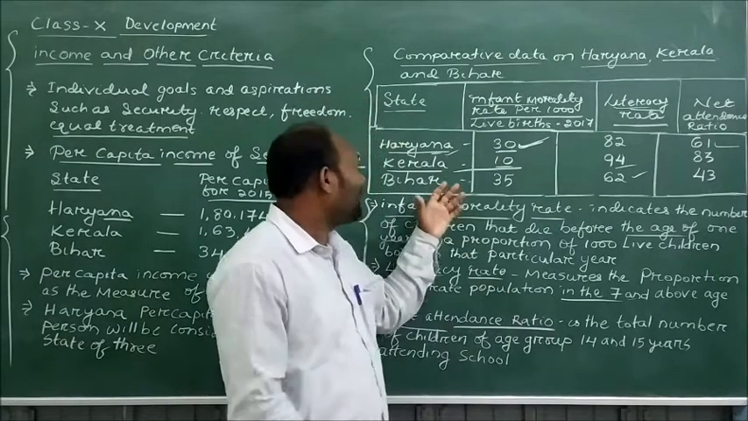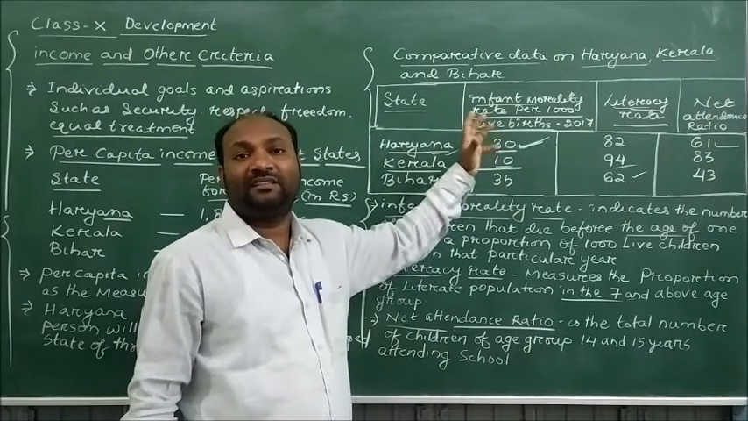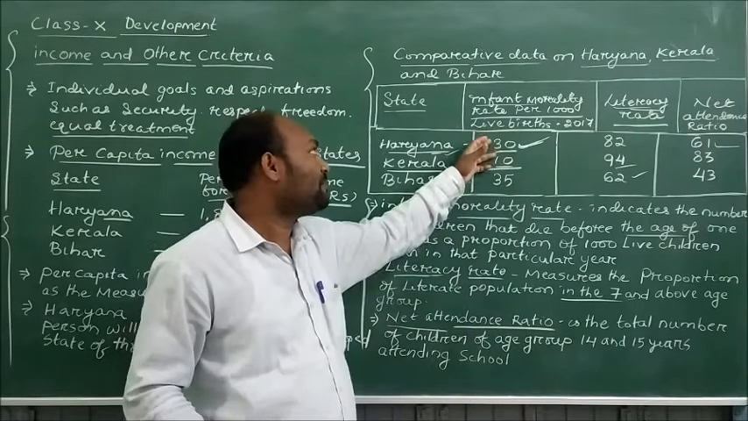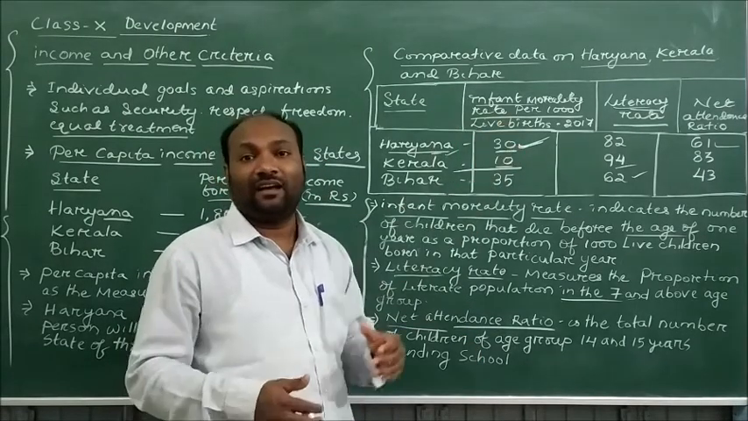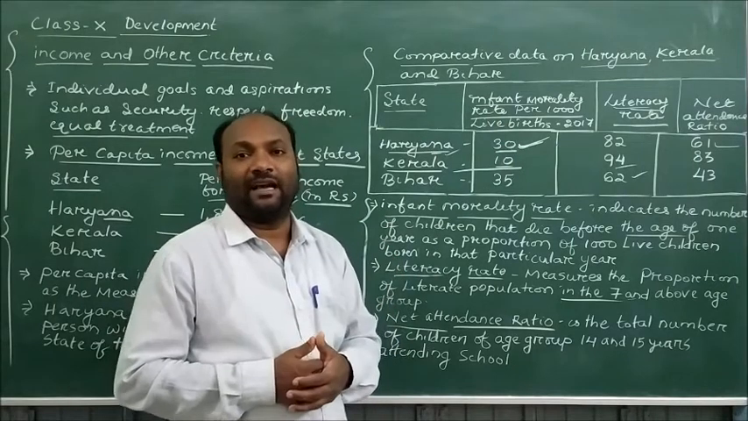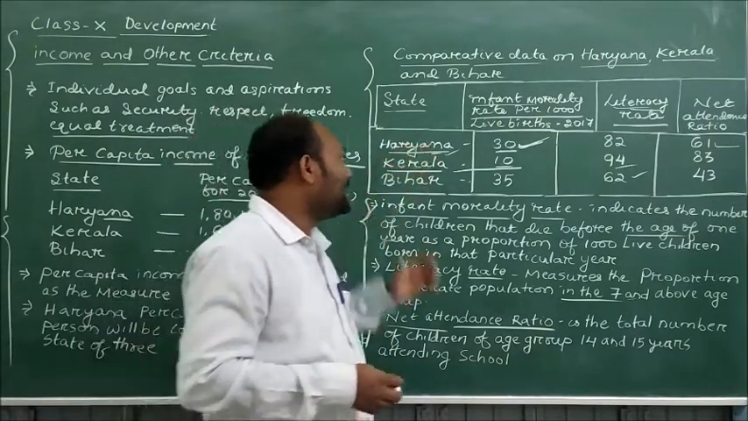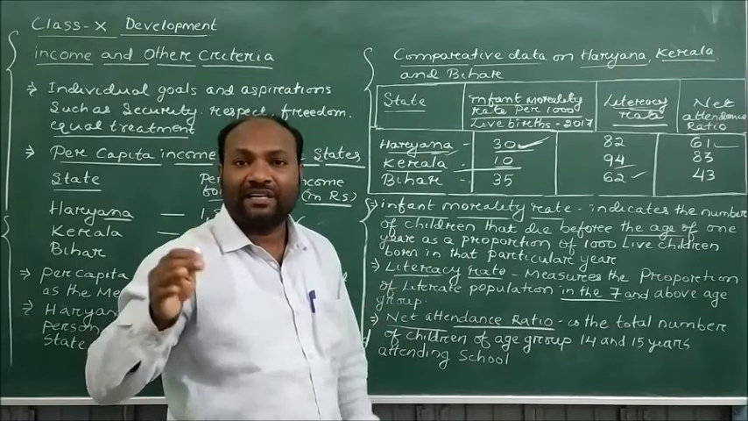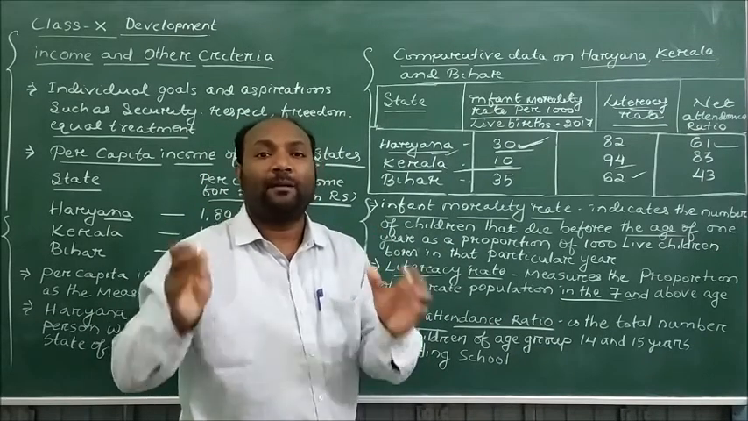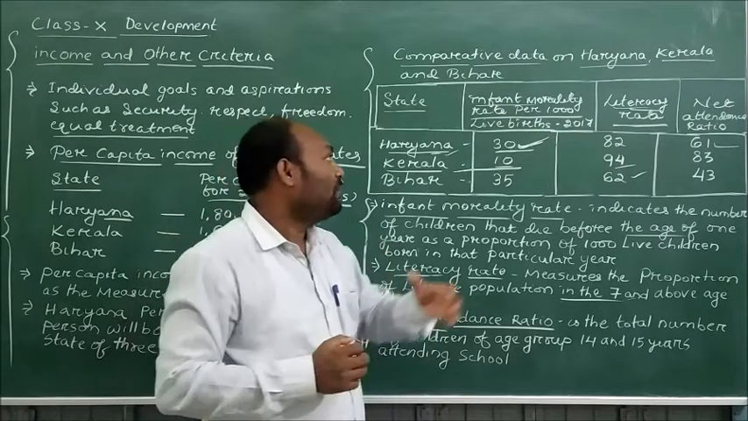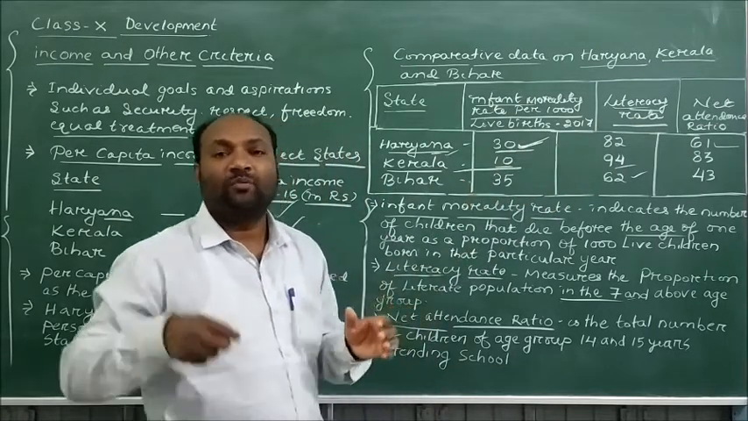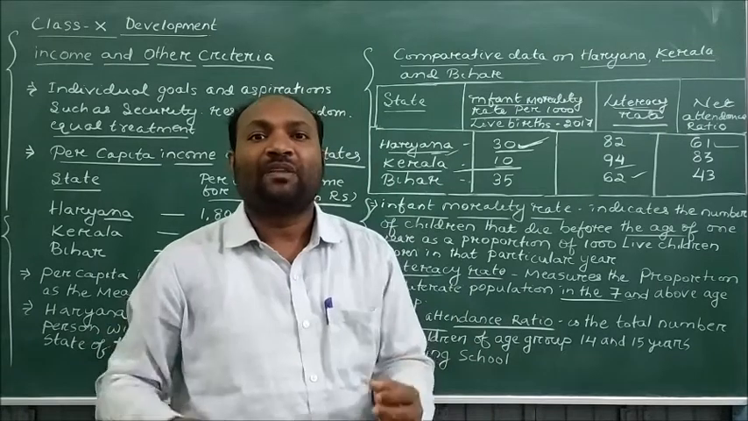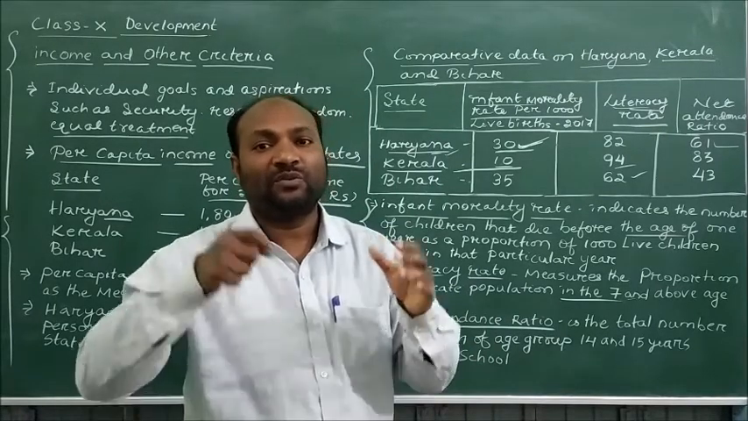But in Haryana, we see that there are so many things lacking. That is why even though they have more income, in terms of infant mortality rate and literacy rate, they are not more developed than Kerala. So in order to decrease the infant mortality rate in Haryana and Bihar, the health facilities have to be made more appropriate. We need to develop the health facilities. We need to develop the education facilities. We need to give more importance to education. We need to give more importance to the next generation, especially the school going children.